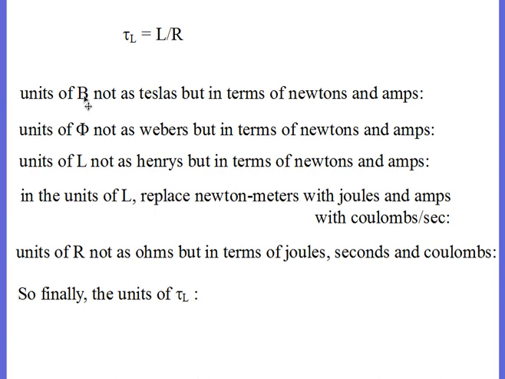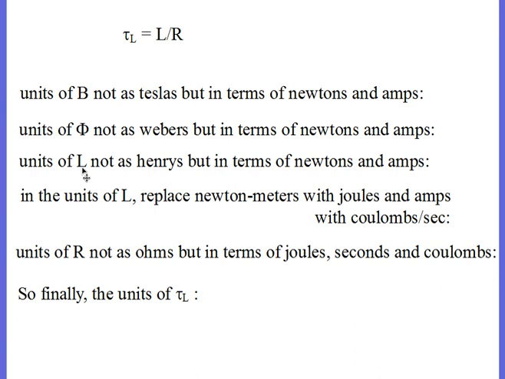I would like you to write the units of magnetic field, and that's a good review. Teslas are the units, but you think about the formula that defines magnetic field, and from that you give me the units in terms of newtons and amps, and perhaps some other units. The units of flux, and again, this is a good reminder. What was the equation that defined flux? The units are Webers, but don't give it to me in terms of Webers. Give it to me in newtons and amps.